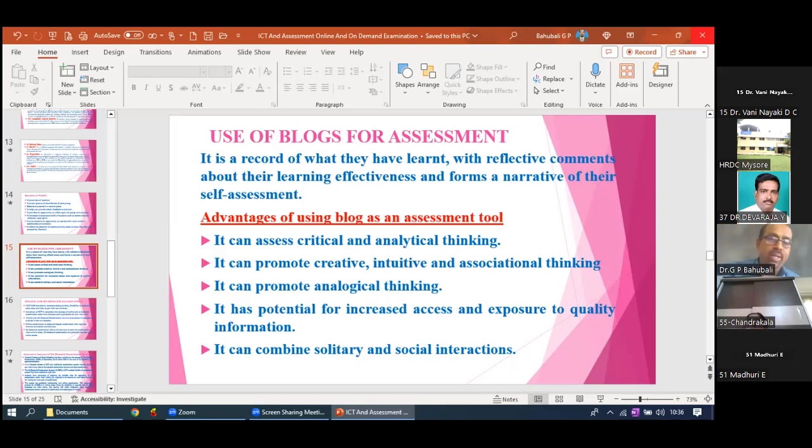What is an online and on-demand examination? Why is this concept of using an online as well as an on-demand examination important in the system of education?